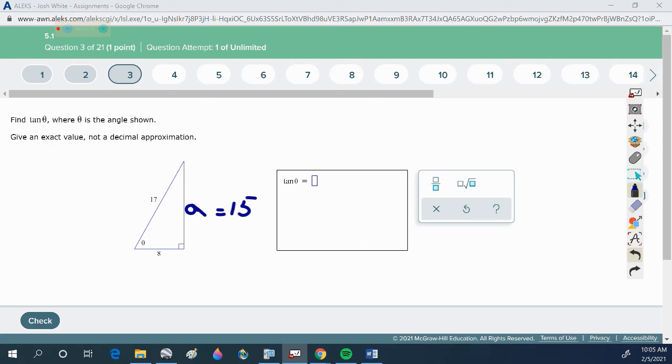If this is my angle, how would I find the tangent? O over A. Which side is O? 15. Which side is A? 8. So my answer is 15/8. All right? Those are the 3 problem types that you have to do. Get to work.